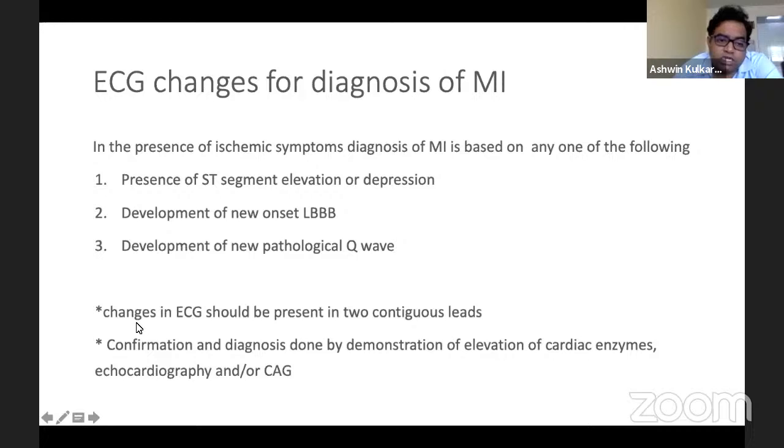As I mentioned, changes in ECG should be present in at least 2 contiguous leads, and confirmation has to be done by cardiac enzymes, echo, or coronary angiogram.